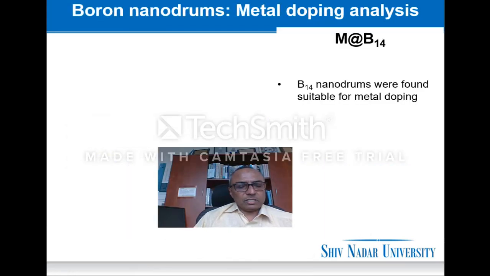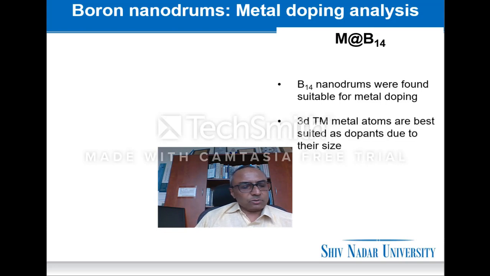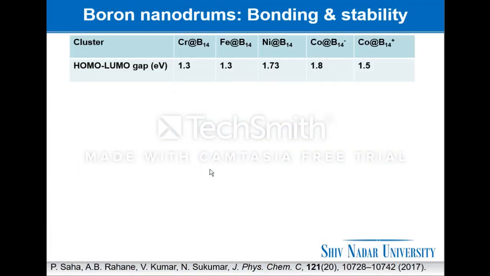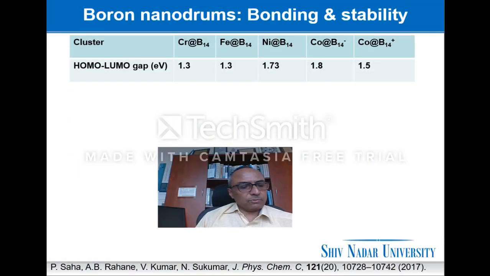We now turn to a study of metal doping of drum-shaped boron clusters. We found boron-14 nanodrums suitable for this purpose, and 3D transition metal atoms best suited as dopants due to their size. 4D and 5D metal atoms, however, prefer quasi-planar geometry. We find high doping and embedding energies for vanadium through nickel.